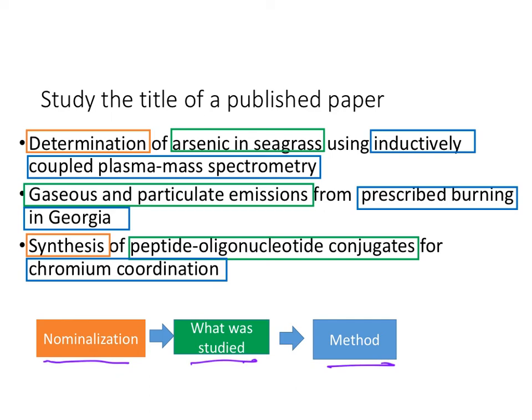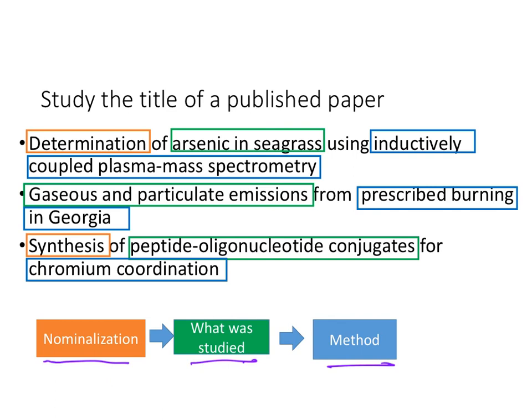If we look at the next one, I don't necessarily think that a nominalization was included in this title. We have Gaseous and Particulate Emissions from Prescribed Burning in Georgia. I said that what was studied were the gaseous and particulate emissions, and then, going back to our previous slide, what was impacted was the prescribed burning in Georgia. So, how are gaseous and particulate emissions affected by prescribed burns, basically.